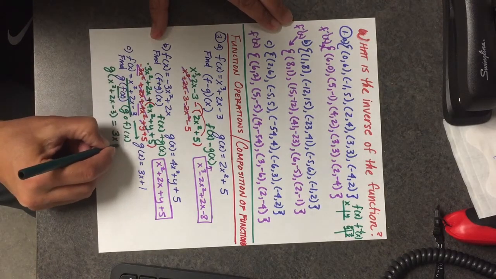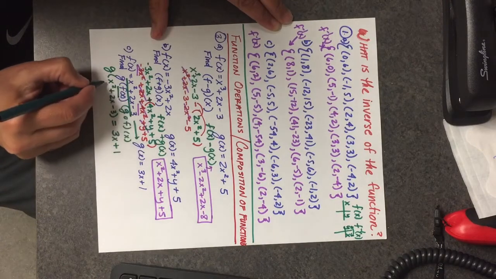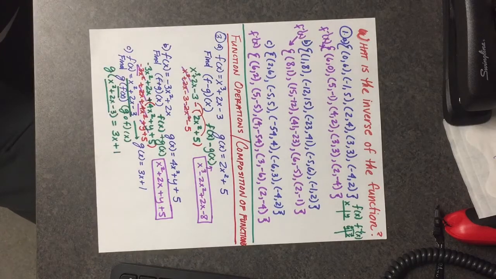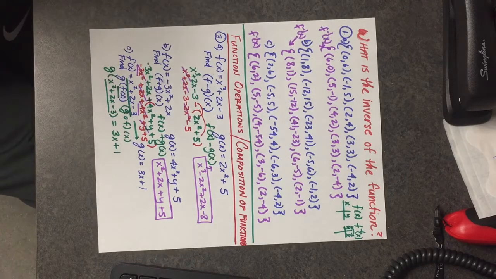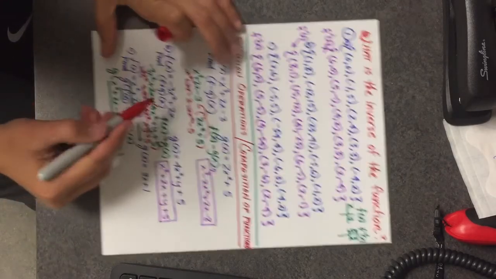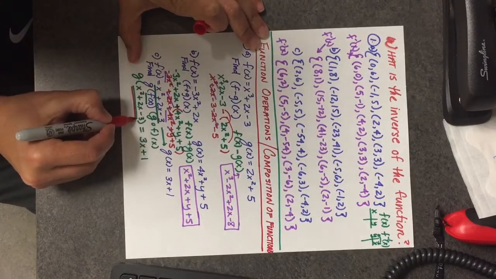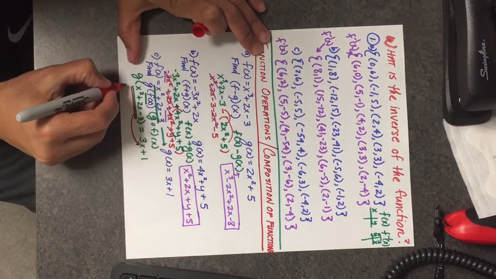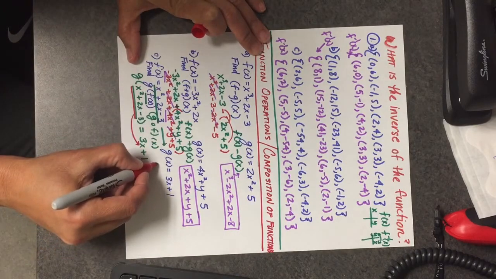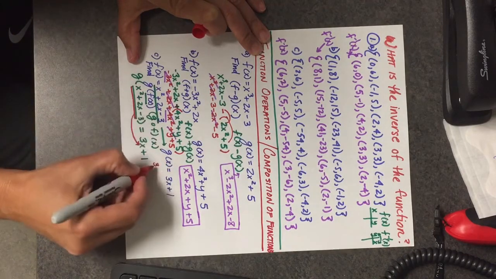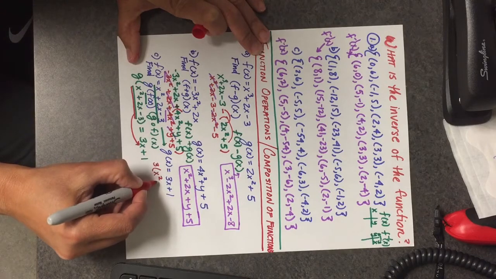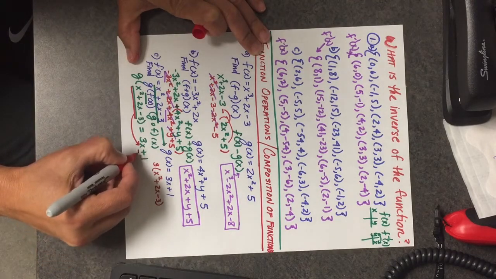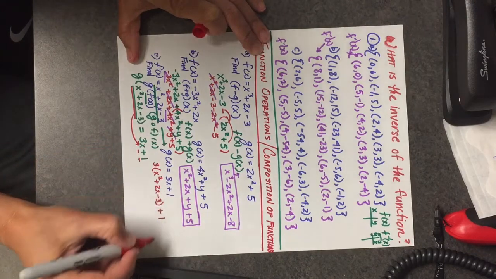And g of x is 3x plus 1. All I've done is take f of x and plug it in for f of x. So now I'm going to take this entire value and substitute it in anywhere I see an x. So I'm going to have 3, and then I'm going to plug in the f of x function, x squared plus 2x minus 3, and then plus 1.